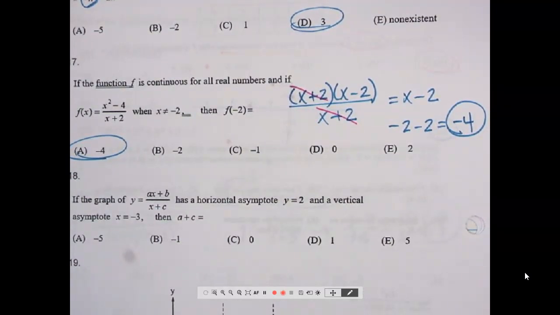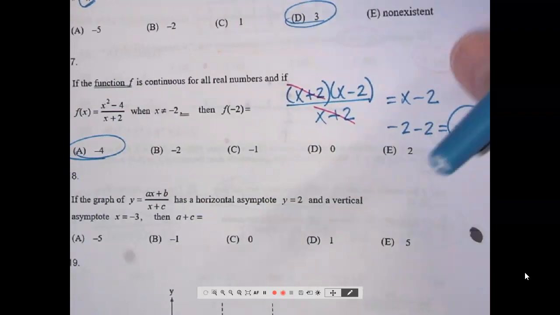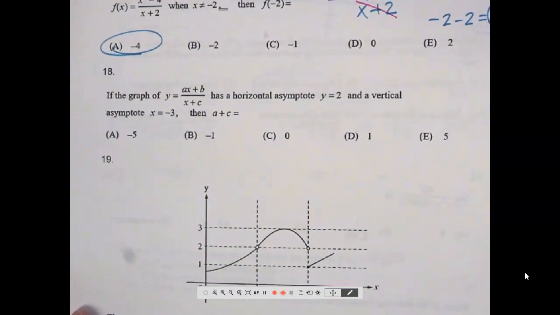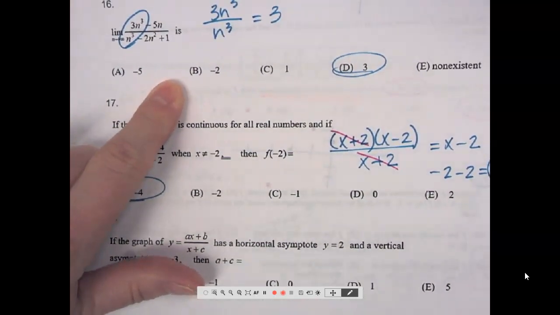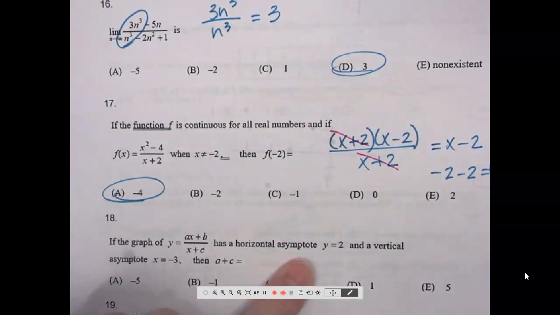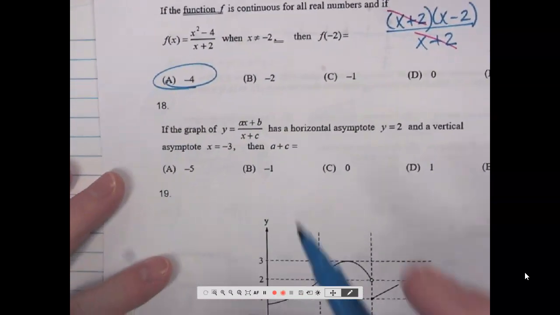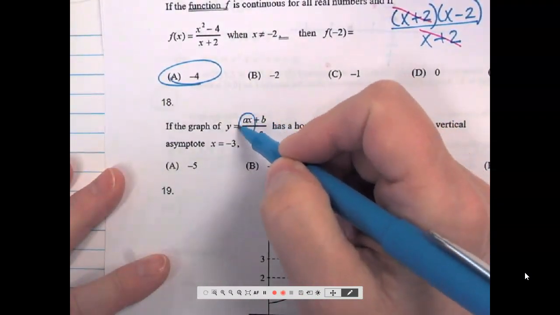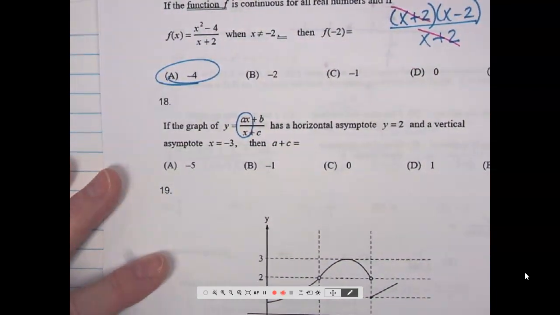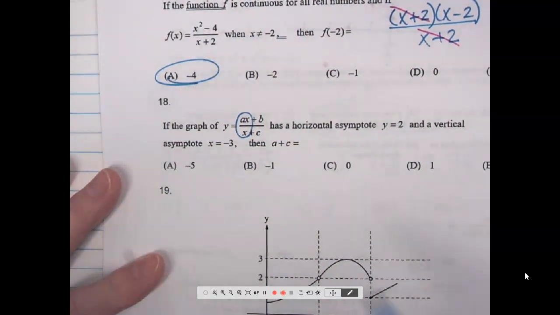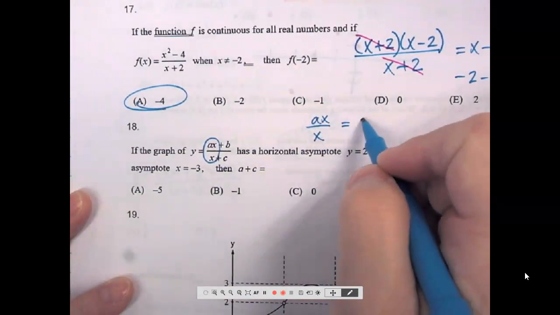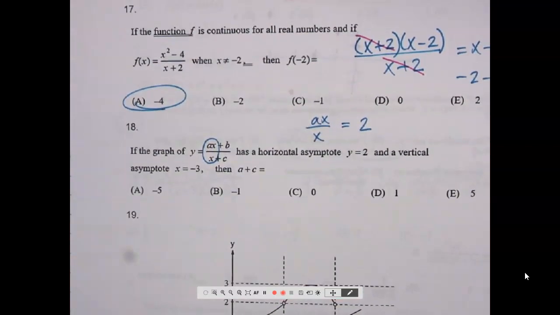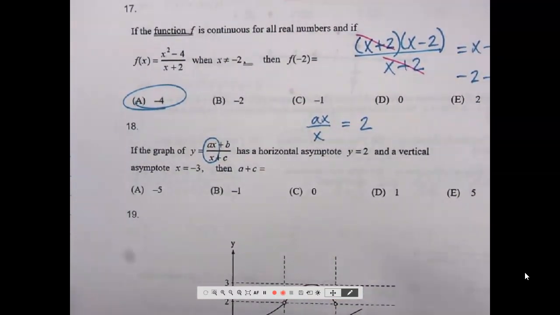Okay, anything else on that page? 18. I was waiting for that one. Okay, if the graph of that function has a horizontal asymptote at y equals 2, perfect. It just followed the one I talked about, how you would find an asymptote. So if I have a horizontal asymptote of 2, that means that these highest degree terms simplify to 2. So if I have a over x, and that needs to equal 2, then what is a? 2. So a has to equal 2.